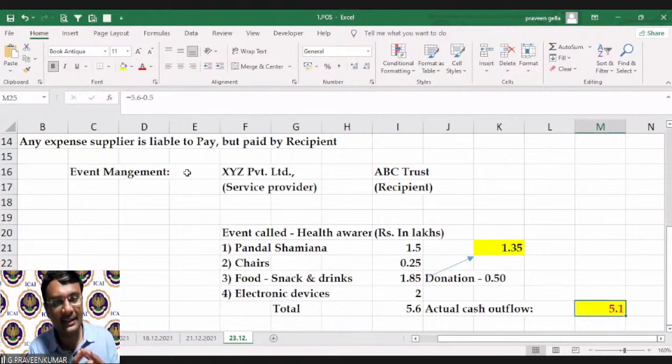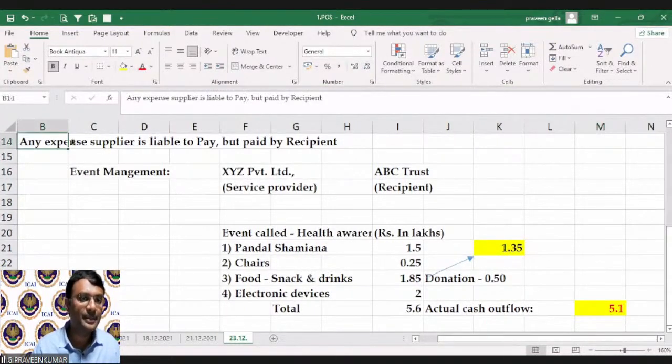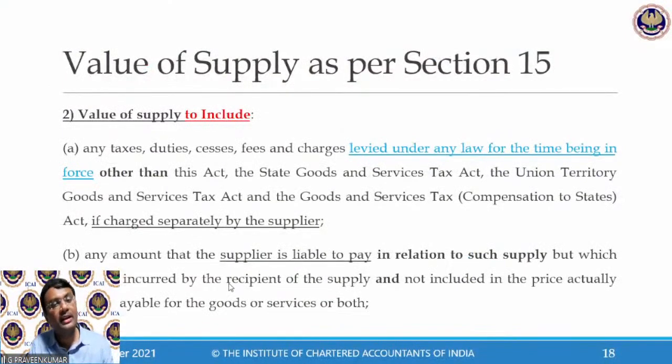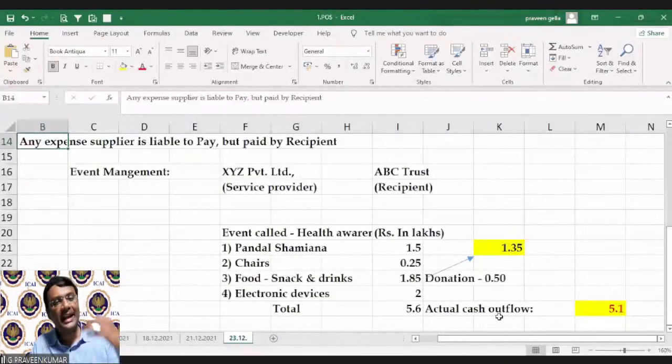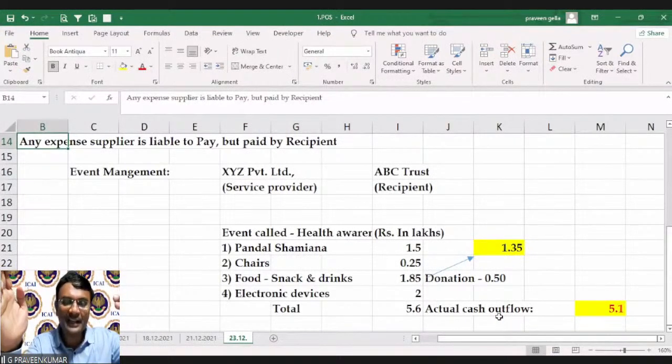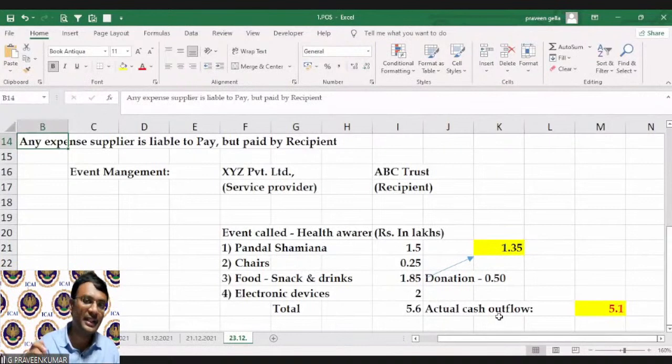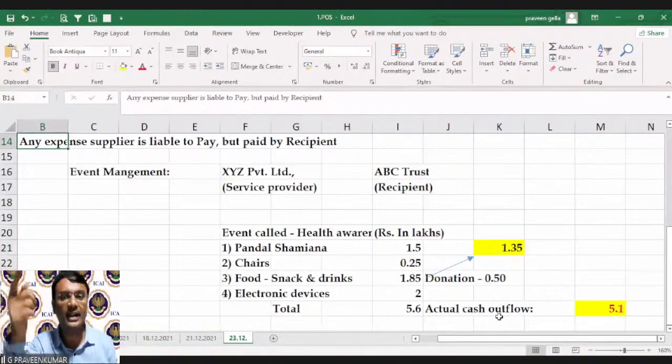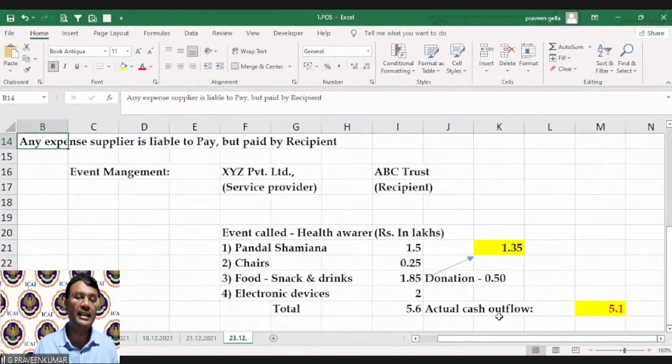Where my section 15, subsection 2 comes and says, look, let me come back to my presentation. This subsection 2 says that any amount the supplier is liable to pay in relation to that supply, but which has been paid by the recipient, should also form part of my supply. So in this particular transaction, XYZ Private Limited, though there is a bill for 5.1 lakh, they have to add 0.5 lakh, which was paid by ABC Trust on behalf of XYZ Private Limited to the service provider, that is the fellow who is supplying food to XYZ Private Limited. This is what my section 15, subsection 2 says: where an obligation is on the service provider, which was incurred by the recipient, that shall also form part of my value of supply. Are you clear with this particular example?